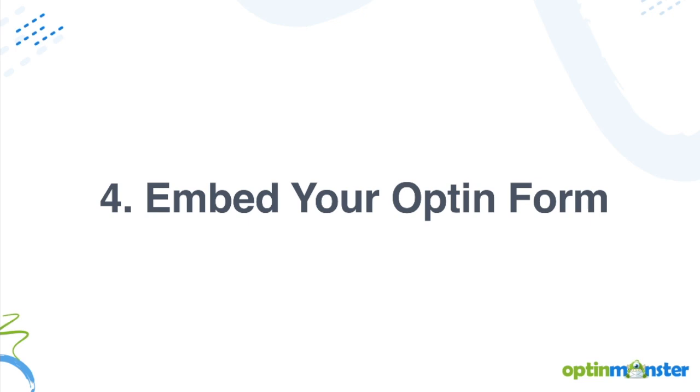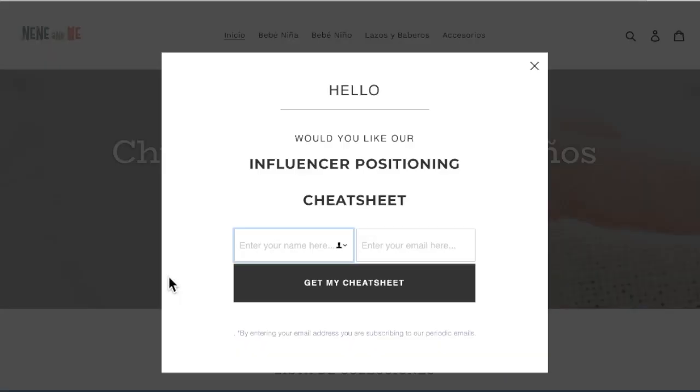And your fourth simple step is to embed your opt-in form on your website. With OptinMonster on WordPress, in one simple click, you'll have your campaign up and running on your site and working for you.